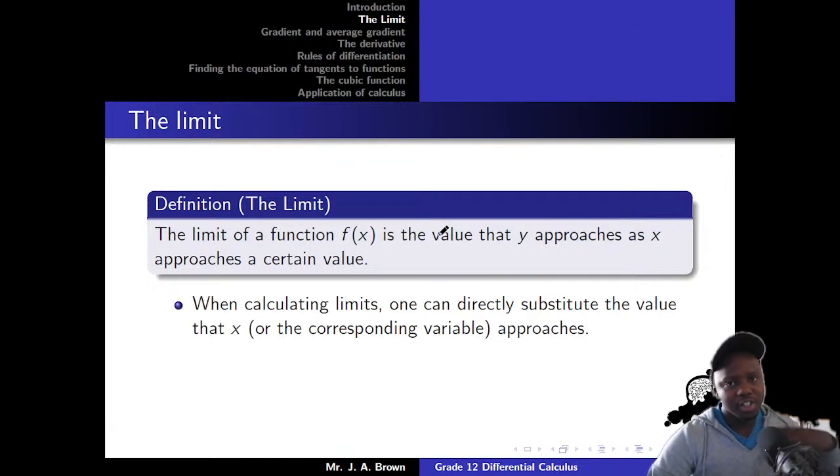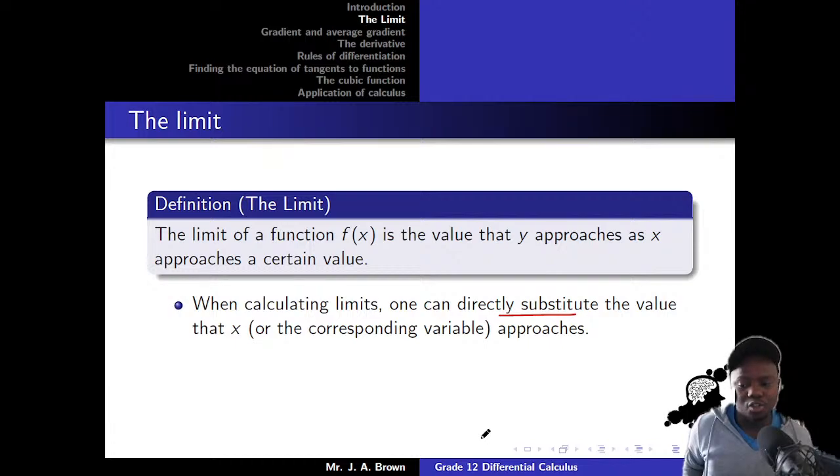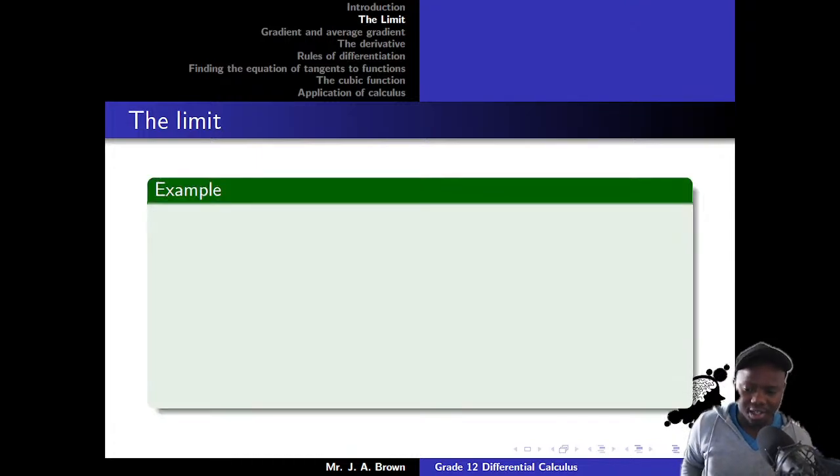So, as I've mentioned earlier, when we are calculating limits, we can either use direct substitution, as we did in the previous example here, where we just substituted right at the final step. Sometimes direct substitution will give us division by 0. So what we need to do then is we could do our factorization. We factorize as far as possible, then substitute. If after factorization we still get undefined, the limit does not exist. Right, enough talking. Let's actually look at a couple of examples.